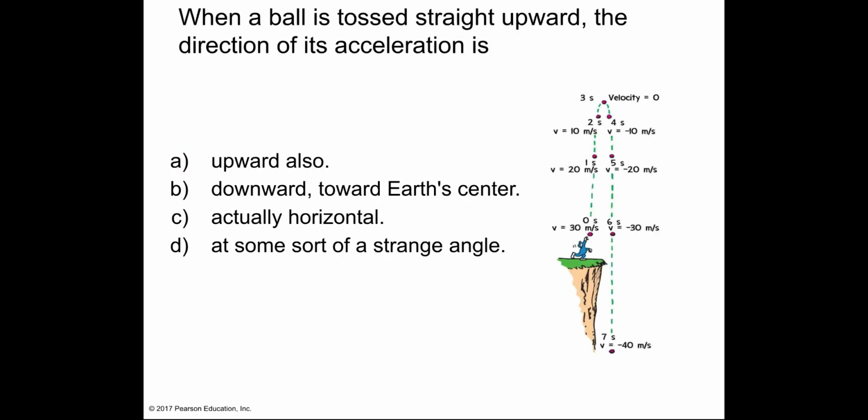When a ball is tossed straight upward, the direction of its acceleration is upward, also downward, actually horizontal. Obviously, the direction of the acceleration is downward towards the earth.